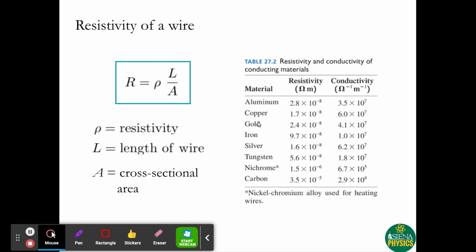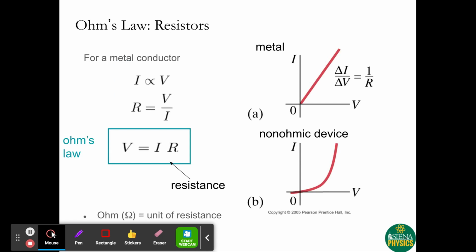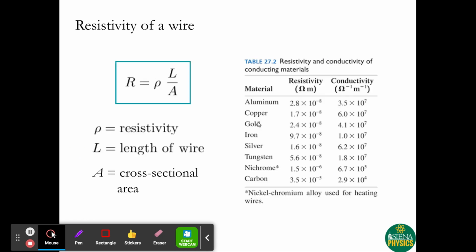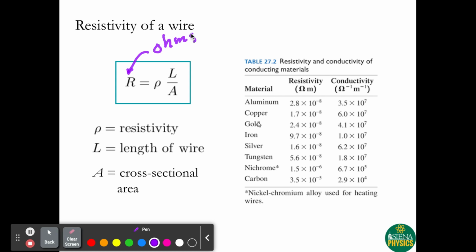And then if we actually want to look at a length of wire, we can calculate from the material that it's made out of and the length of the wire what the resistance would be. And this is a resistance that's going to be in ohms. So this is a measure of ohms.